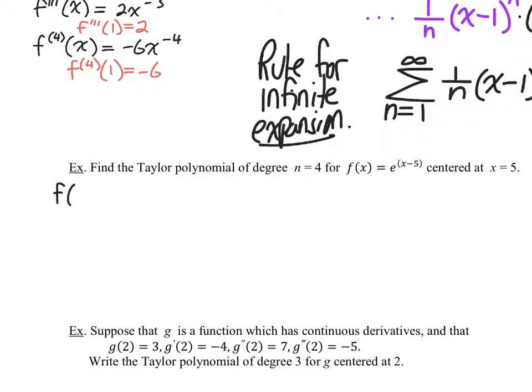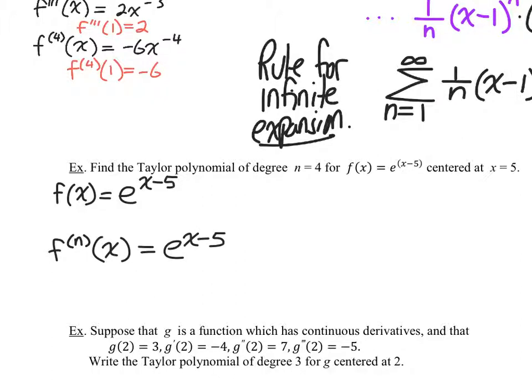So we have f of x equals e to the x minus 5. If I take the derivative of that, it's going to be e to the x minus 5 times the derivative of the exponent, which is 1. So my first derivative is going to be the same as the original function. What that's telling me is that any derivative I take is still going to be the same thing as the original function, which is the best possible news.